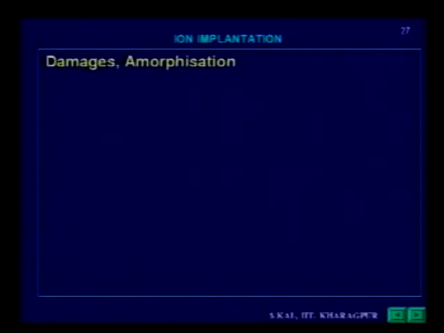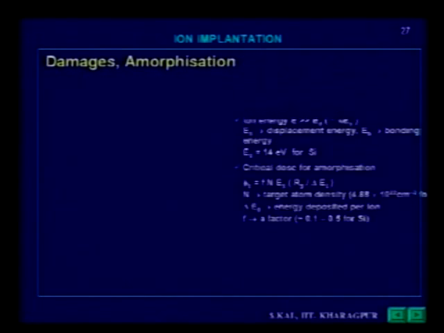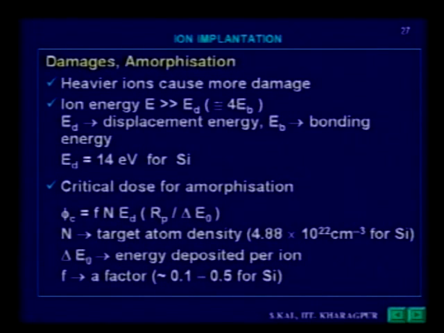So amorphization is necessary, and sometimes other than implantation techniques, we use amorphization for another application in VLSI, that is silicide formation. And the silicide formation we'll discuss in the metallization class, how silicide is formed by heavy energy implantation, then annealing, something like that. So now the damages and amorphization, some points are also mentioned here. A surface will be damaged more in the case of heavier ion implantation, that means heavier ions cause more damage.